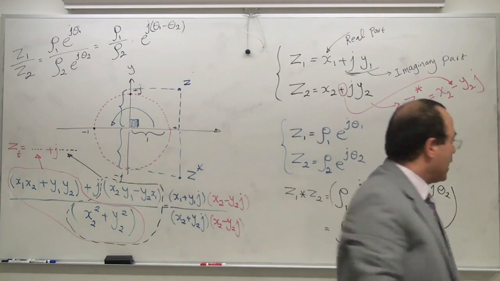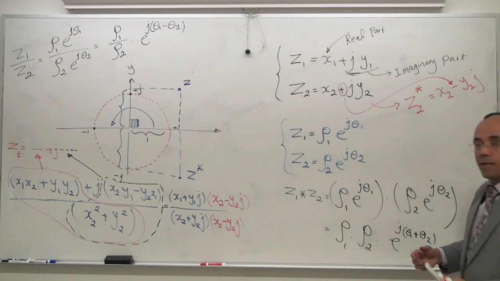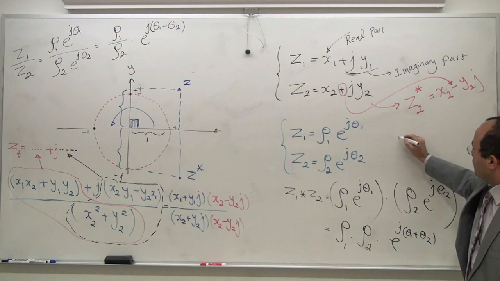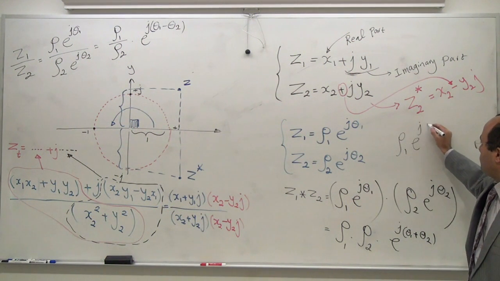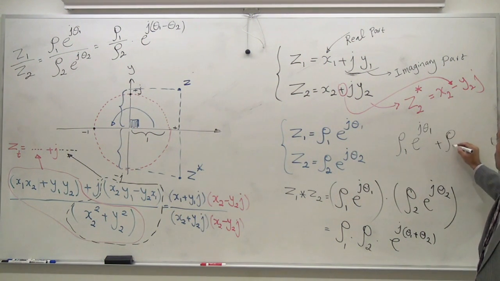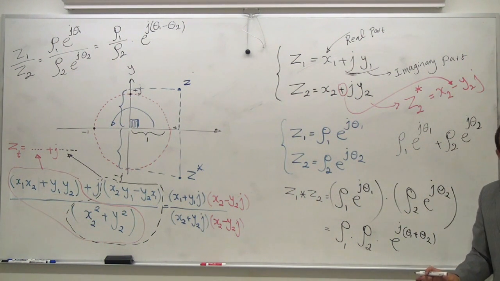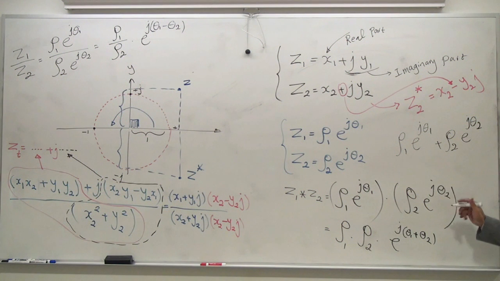But can you tell me if the summation in the polar domain is easy? If you want to add this and this, what can you do? Let me show you. Rho 1 e to the power of j theta 1 plus rho 2 e to the power of j theta 2. You really cannot do anything. There is nothing you can do with this. You can't say it's rho 1 plus rho 2. You can't say it's theta 1 plus theta 2. There is nothing you can do.